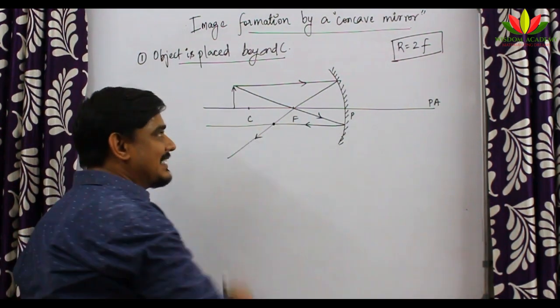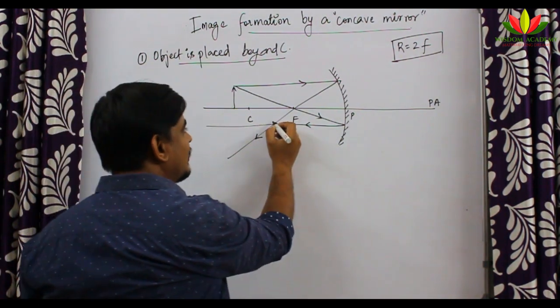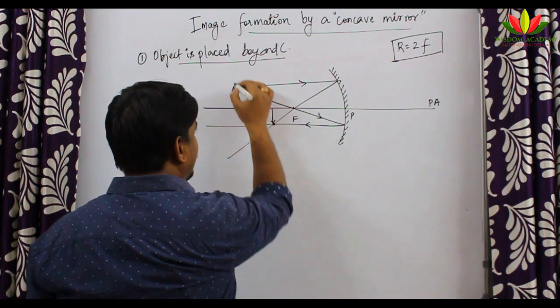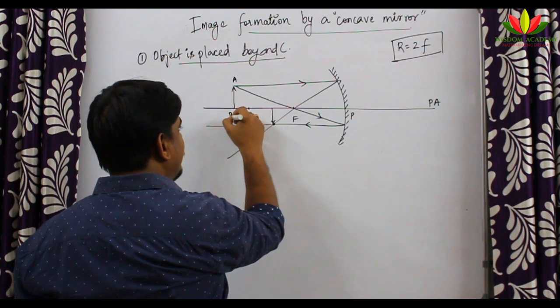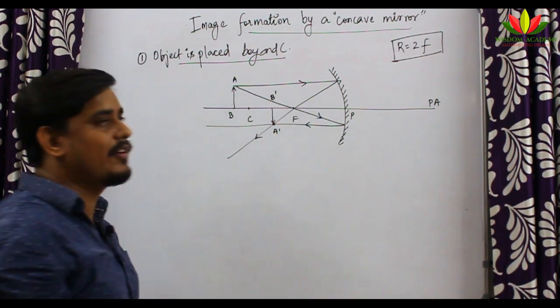So where they have intersected, there will be the head, right? So head is in which direction? Down direction. So this is the image. If this was A, B, this is A dash, B dash. I hope you have understood how the image is formed.